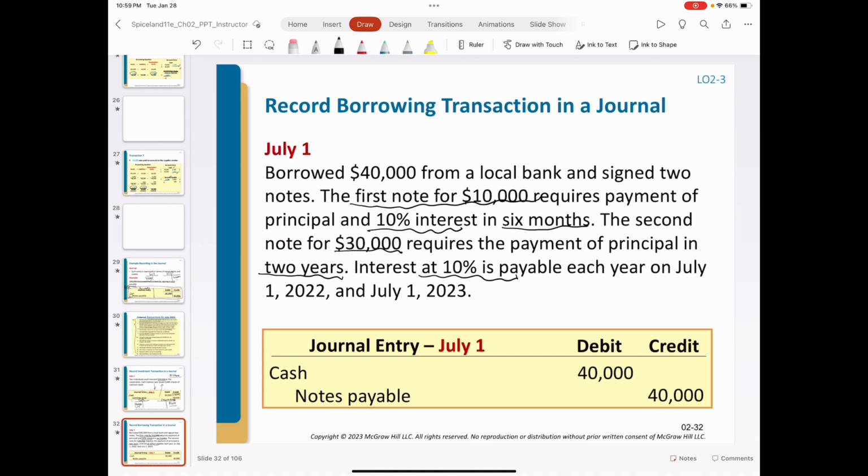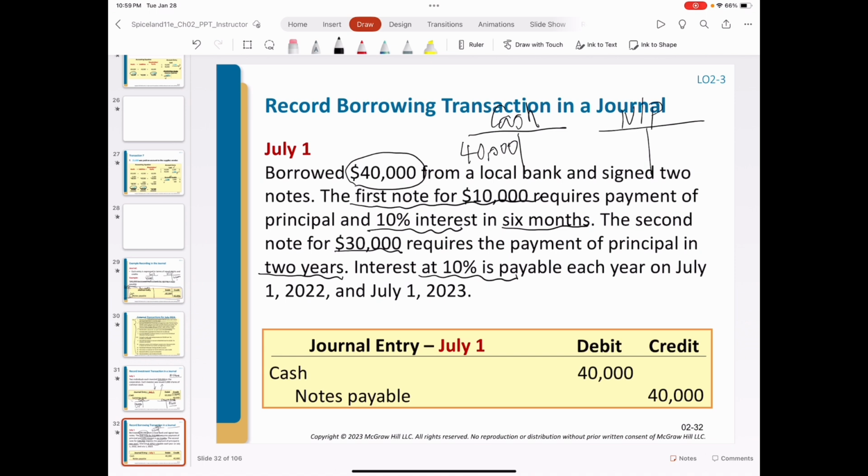But I think in this book, the author simplified this example by combining these two notes into one. So it used 40,000 instead of two separate, 10,000 and 30,000. So we just follow this example. The company received $40,000 cash from the bank, right? So the cash account increases $40,000. So for a cash account increase, we put it on the left as debit. On the other side is notes payable.